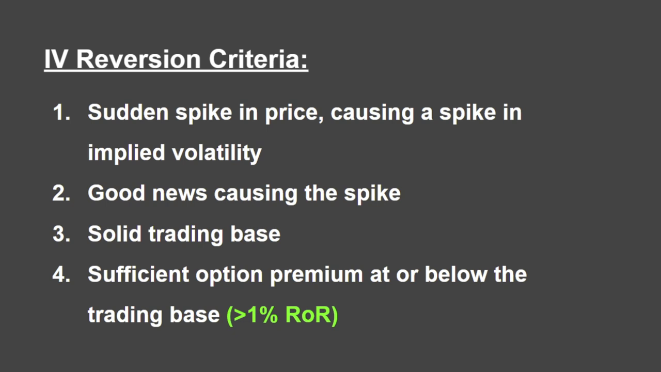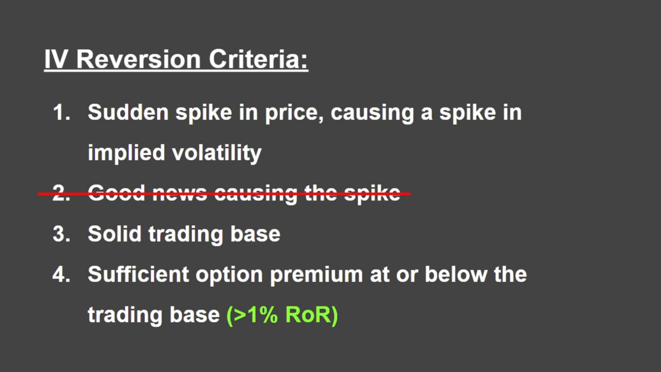Great example, the Robinhood trade that we looked at. There wasn't really any good news causing the spike in the stock. It was more so a short squeeze caused by short interest on the stock, but those kinds of moves cause really big spikes in implied volatility, which gave us one, the spike in price and spike in implied volatility. We had three, the solid trading base, and four, we had sufficient option premium at or below the trading base.